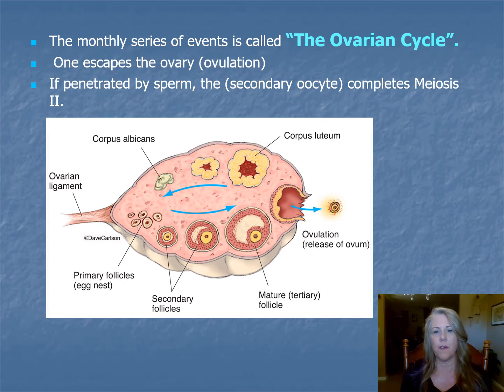The monthly series of events that occurs within the ovaries is called the ovarian cycle. One egg or ovum escapes the ovary, and we call that ovulation. Only if penetrated by the sperm, the secondary oocyte, what was just the egg, completes meiosis two. So it's still in that state of suspended animation of development, and it will not continue its development until it is penetrated by the sperm.